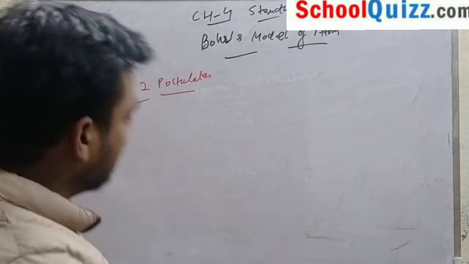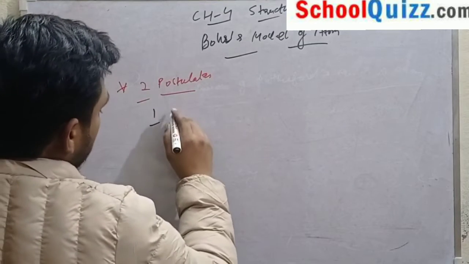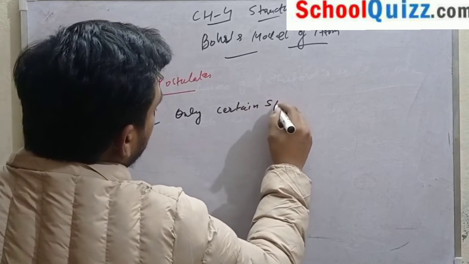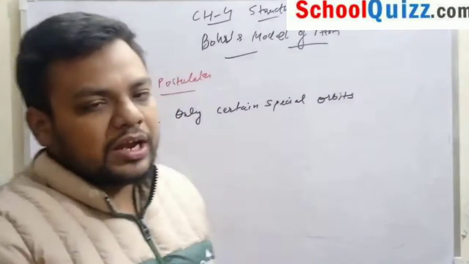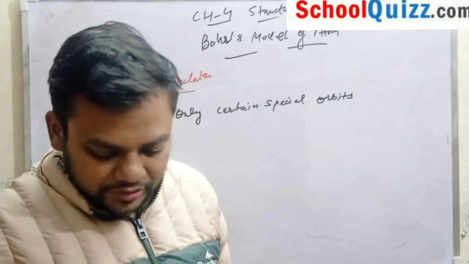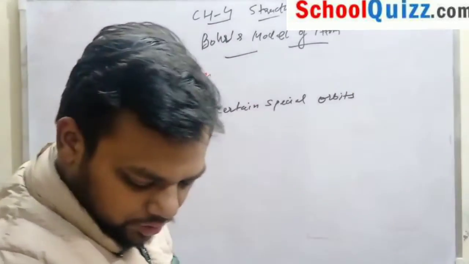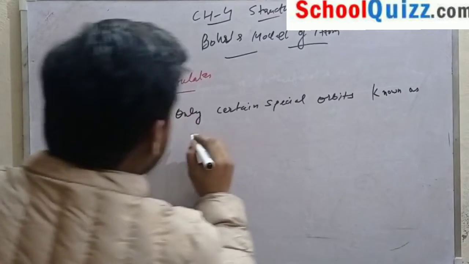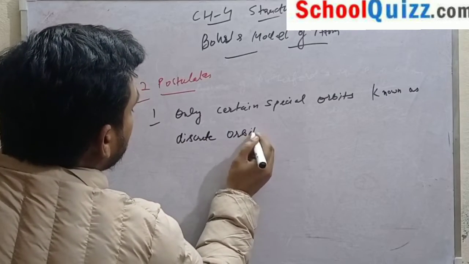First one is only certain special orbits. What is an orbit? Where electrons revolve. So the first postulate is only certain special orbits, known as discrete orbits.